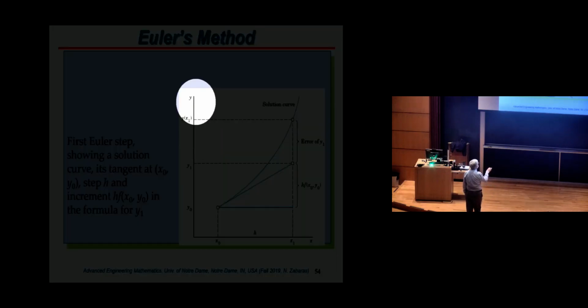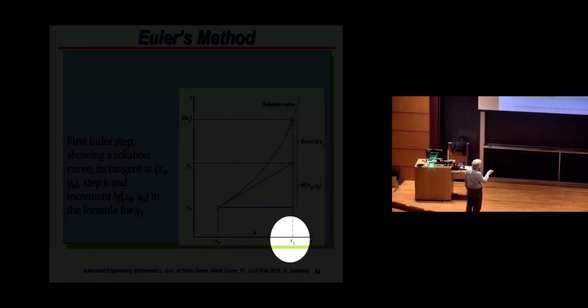If you are at x0, y0, and you want to move to a new location x1, or time t1, on a time interval h, what you do is approximate the new solution as y0 plus h times the slope computed at x0, y0, and the slope is f of x0, y0. So you approximate the solution there, even though the actual solution is up there.